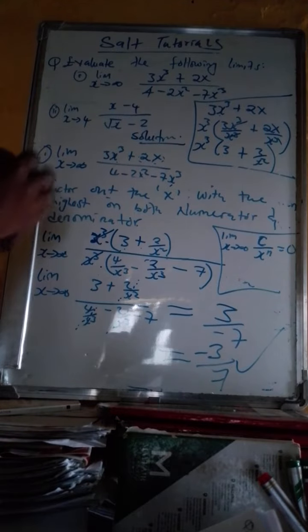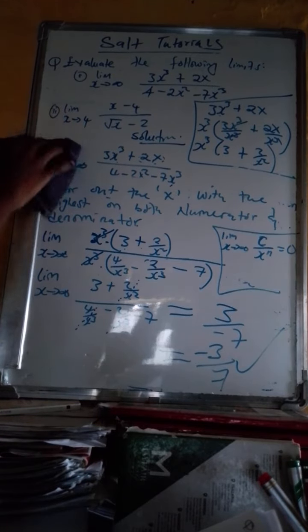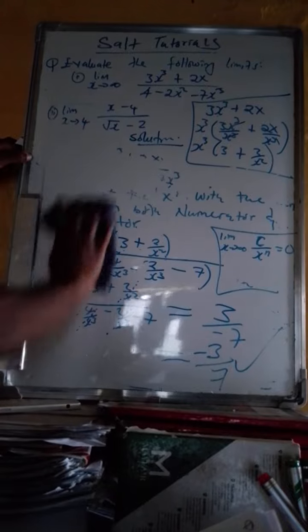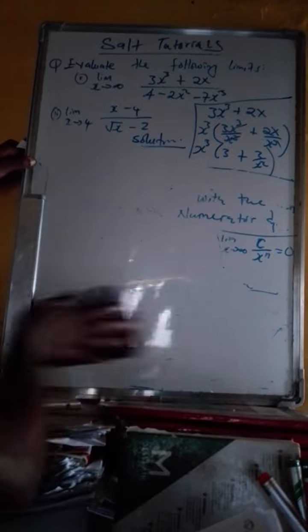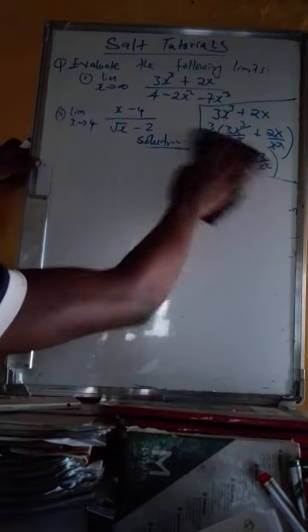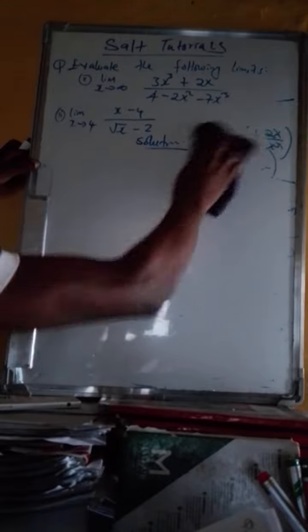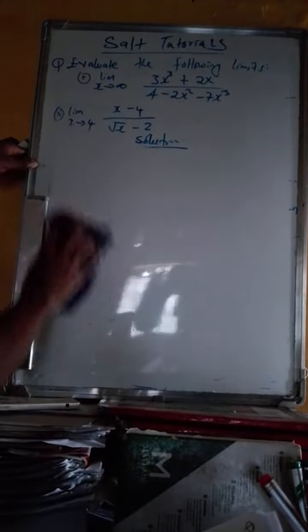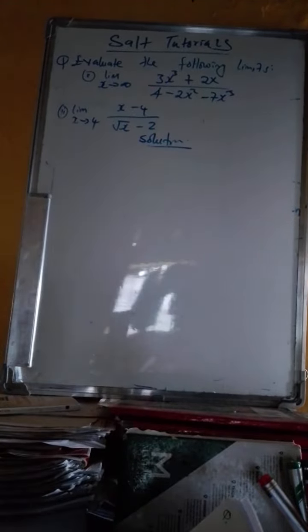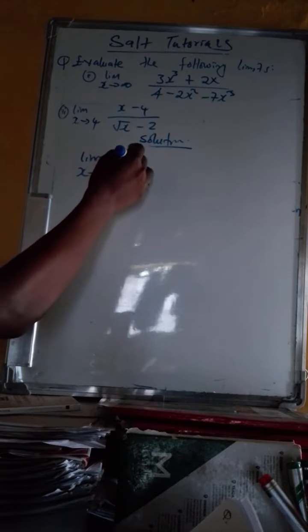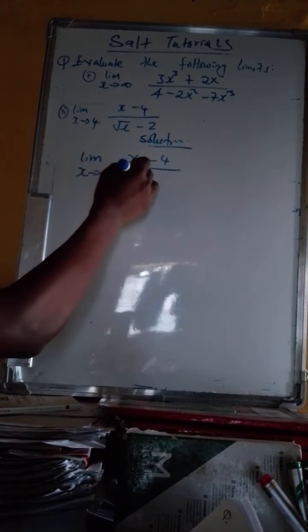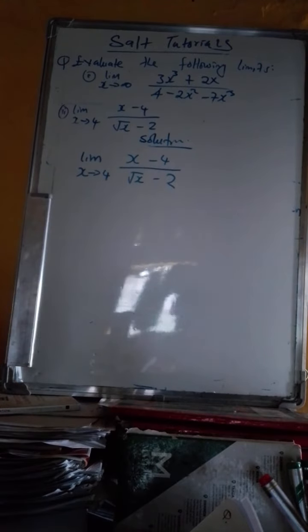So we have the second part. Let me delete this. Let's go to the second part. So the second part says find the limit as x approaches 4 of x minus 4 over root x minus 2. So this is to a point. This is not infinite. It is to a point.